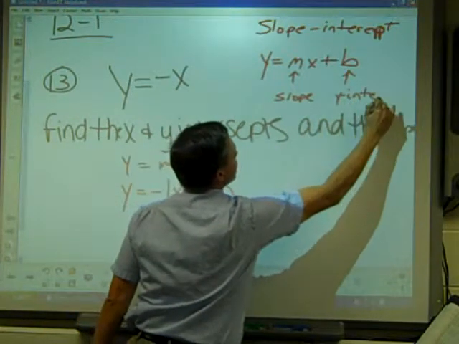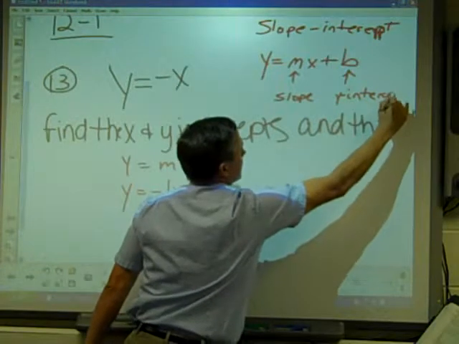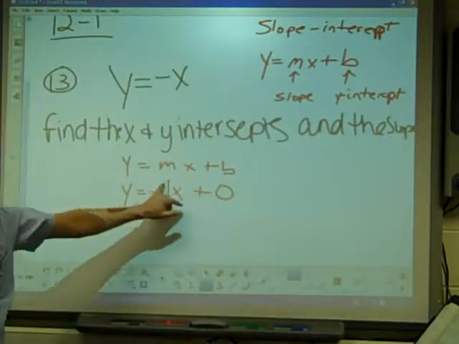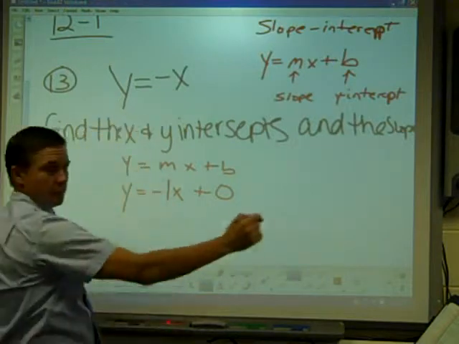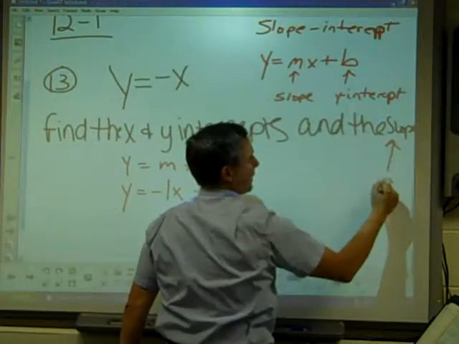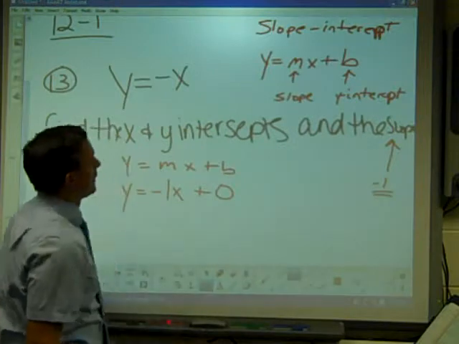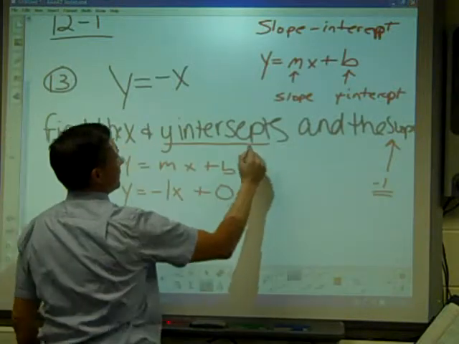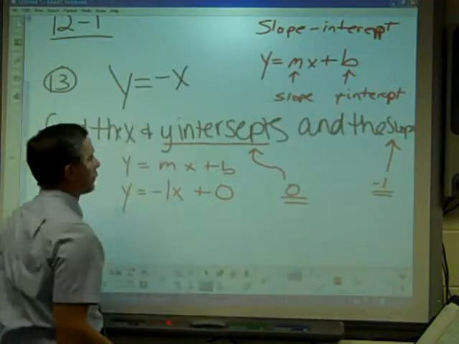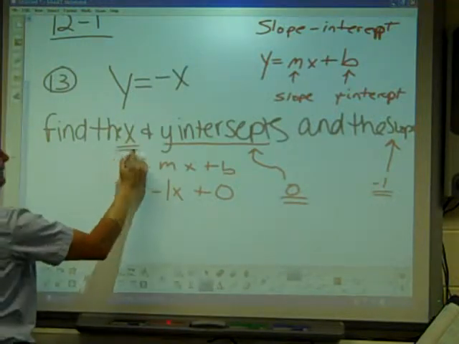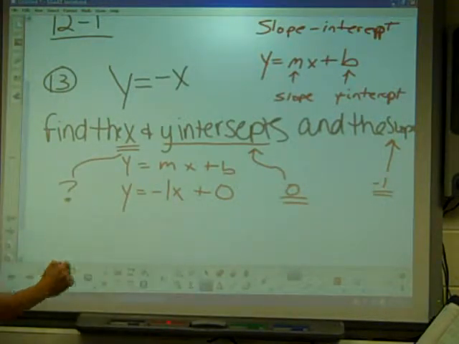So we can read two of these things off the equation of the line. The slope of this line is negative 1, and I'm going to show you why in a second. And the y-intercept is 0. The real question is we still have to find the x-intercept.